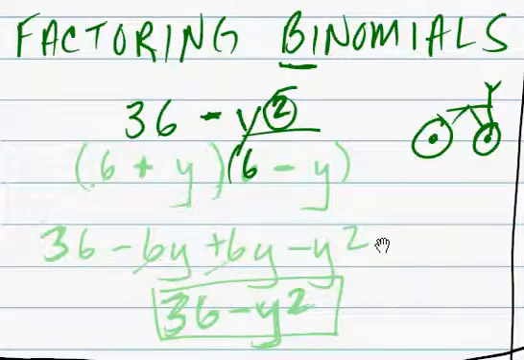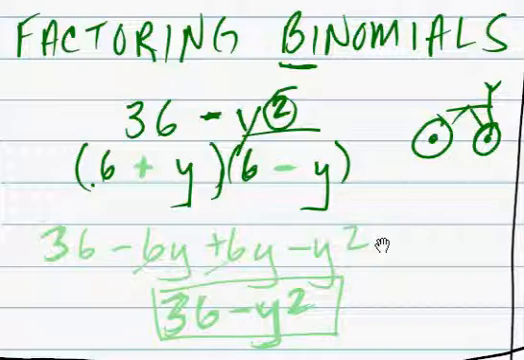Now when you have a binomial, that means you're going to have two sets of parentheses, generally. And so how do you factor the binomial? Well, you know that 6 to the second power is 36, so you can have a 6 here, you can have a 6 there. You can have a y here, you can have a y here.